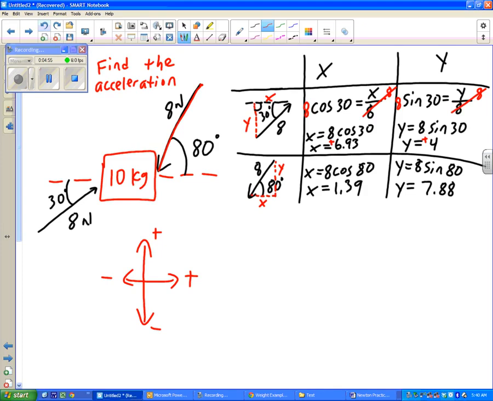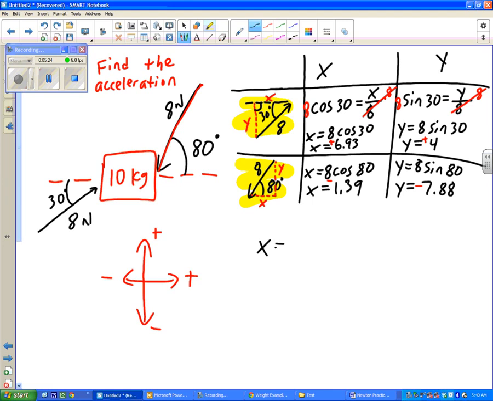So because it's going left, the x part is negative. And because it's going down, the y part is negative. So now what I have is these two forces, and I have them broken up into x parts and y parts, and so now I can add together the x's and the y's. So we're going to do that.